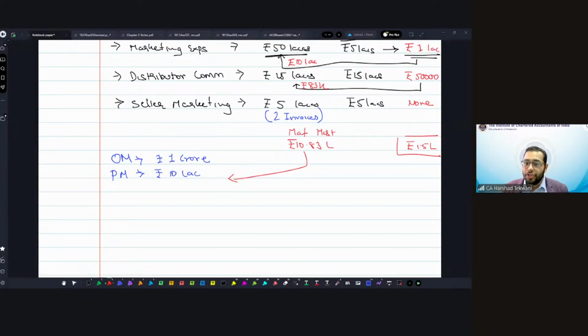Now, if your actual misstatement goes beyond the margin of error, your sample size changes automatically. Means your margin of error or your tolerable misstatement was not accurate, and accordingly your sample size will change. Clear? Any doubt? Any doubt till now?